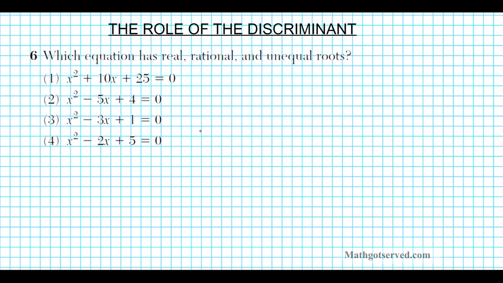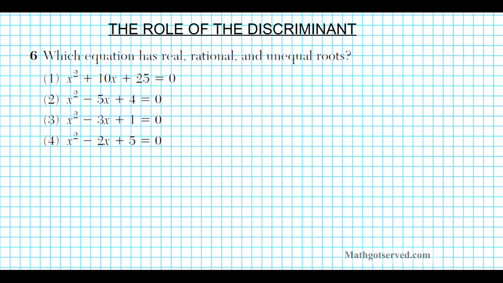All right, so let's go ahead and talk about the role of the discriminant in the context of this problem. It says, which equation has real, rational, and unequal roots? If you take a look at these equations right here, you notice that A, B, and C are rational numbers. So what we're going to do is create 4 cases where the discriminant can tell us detailed information about the nature of the roots.